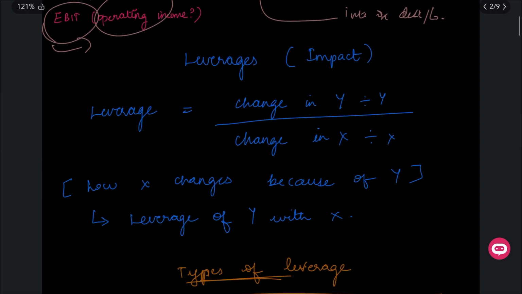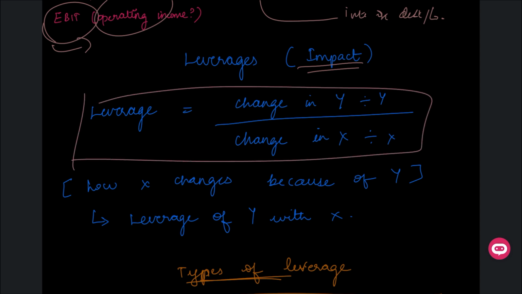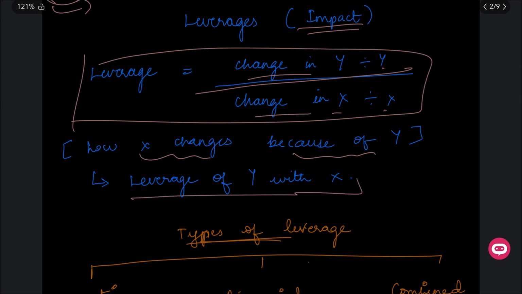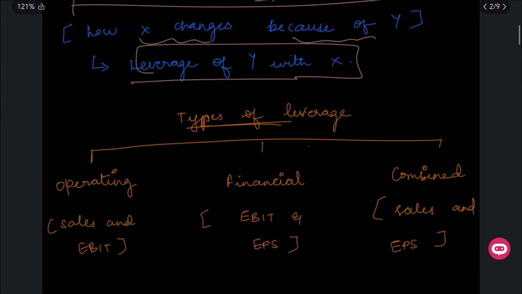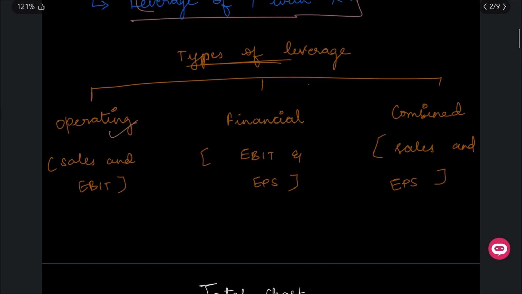Now, leverages. What is leverage? It is basically the impact of one thing over the other. How to find out this leverage? If you want to find out how x is changing because of y, then it is change in y divided by y, the whole divided by change in x divided by x. This is also called the leverage of y with the x. Now there are three types of leverages. One is operating leverage, financial leverage, and combined leverage.